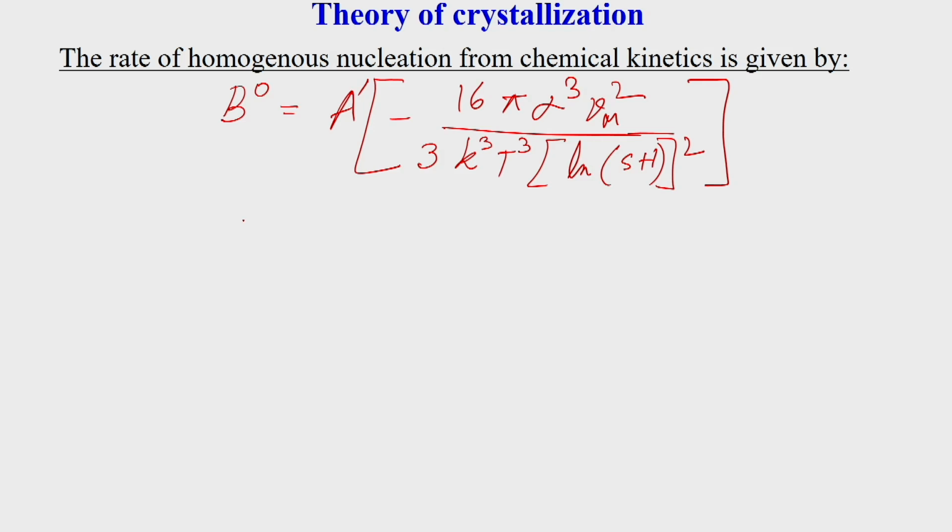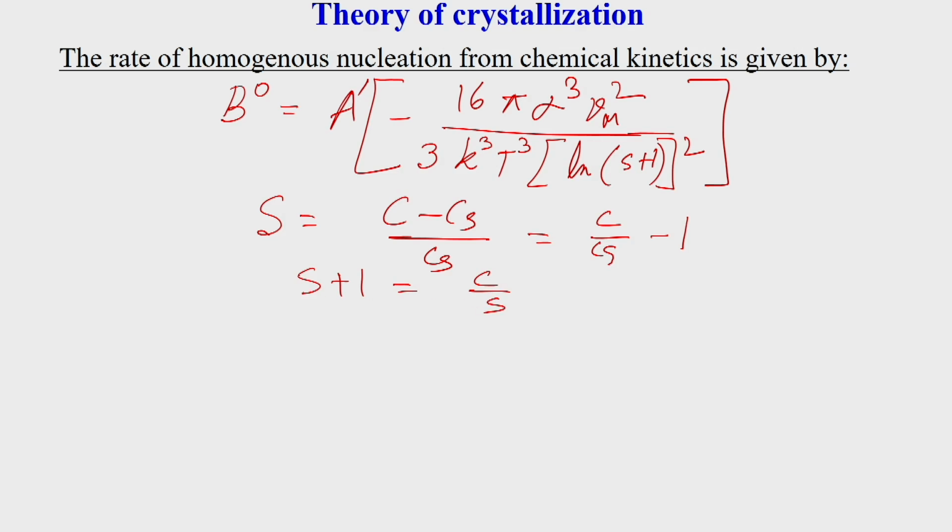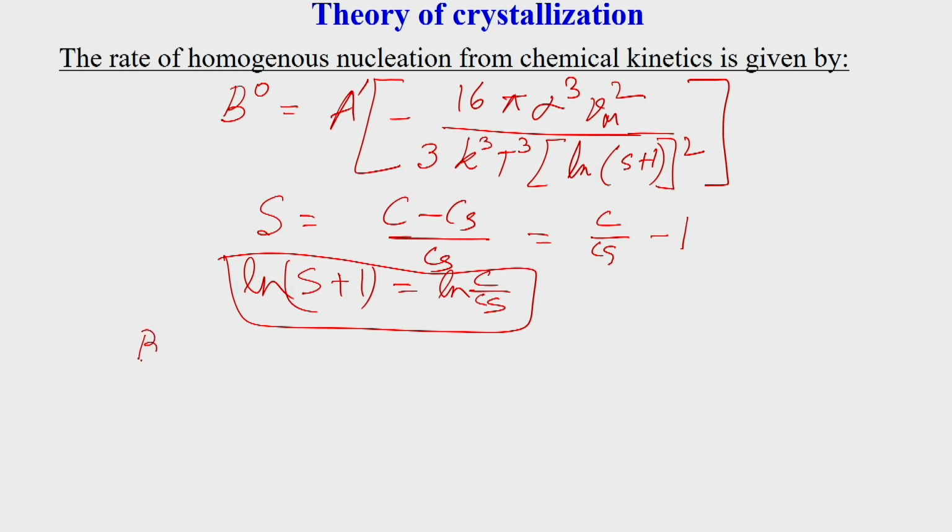Here S is equal to C minus Cs, the driving force, divided by Cs, and if we manipulate this, S is equal to C by Cs minus 1. So S plus 1 will be equal to C by Cs. If we take logarithm on both sides, then ln(S plus 1) is equal to ln(C by Cs). Here B prime is called the nucleation rate.